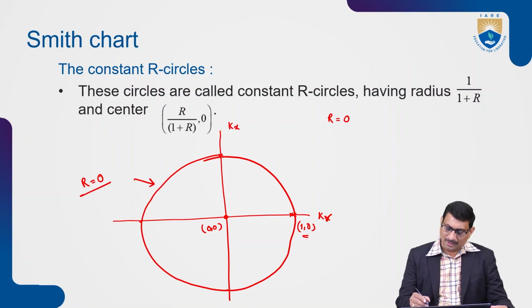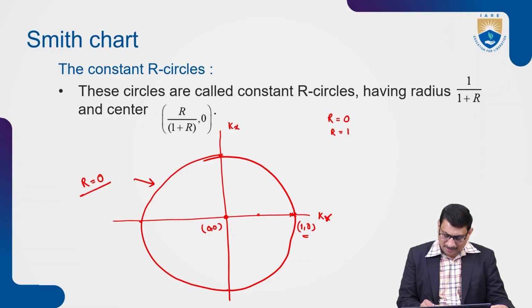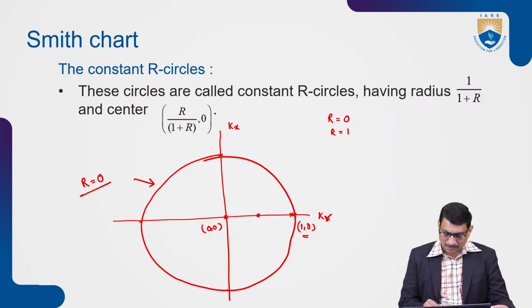Okay. Now suppose r is equal to 1. If r is equal to 1, what is the center? 1 divided by 1 plus 1 means 1 divided by 2 comma 0, that is 0.5 comma 0, is the center. So 0.5 comma 0 is nothing but here, it is a point. And what is the radius? 1 divided by 1 plus 1, it means 1 divided by 2, 0.5.